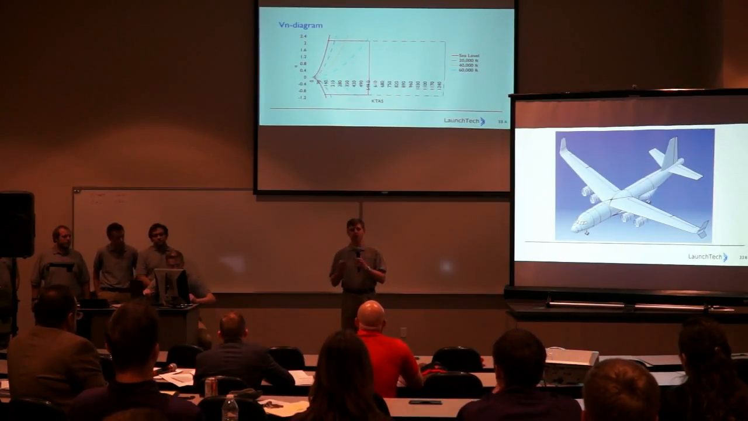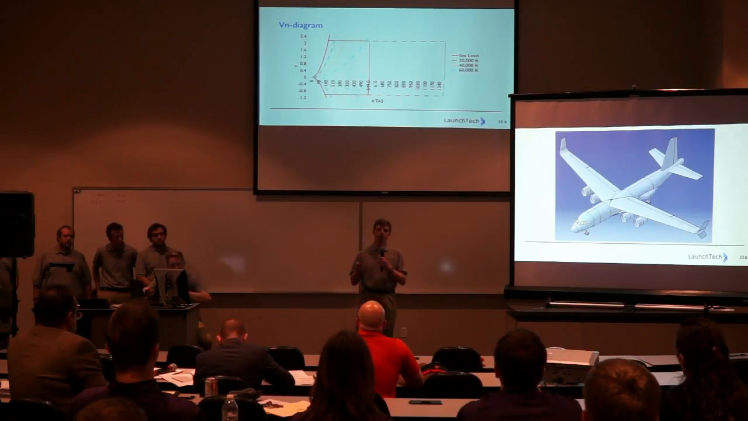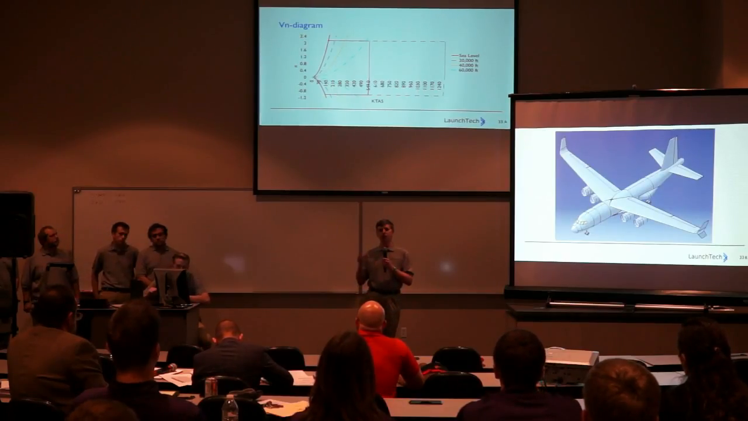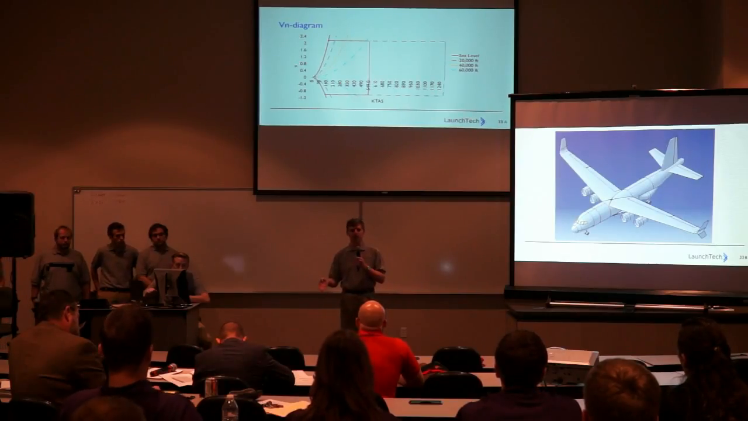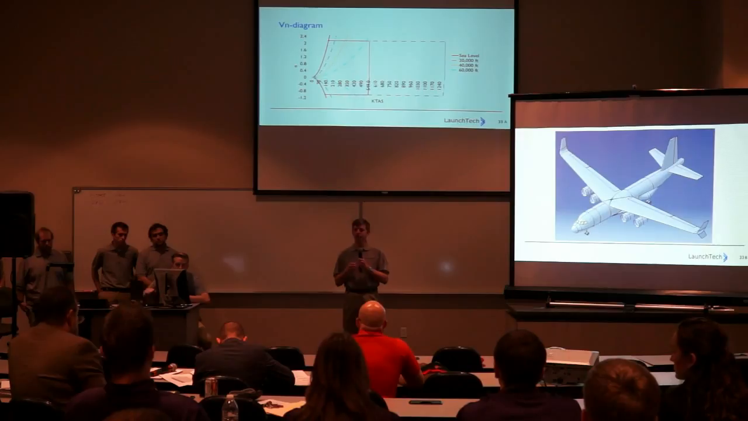Additionally, on the plot are the stall lines plotted for sea level, 20, 40, and 60,000 feet. Our N max limit is 2.16, and the minimum is the CFR requirement of -1.